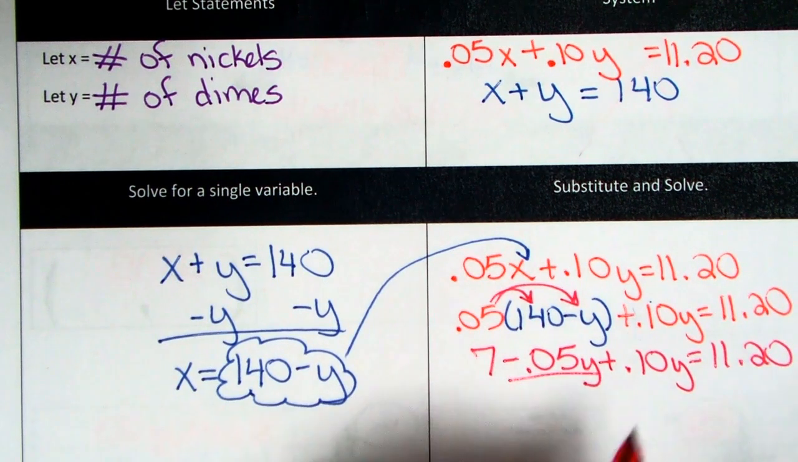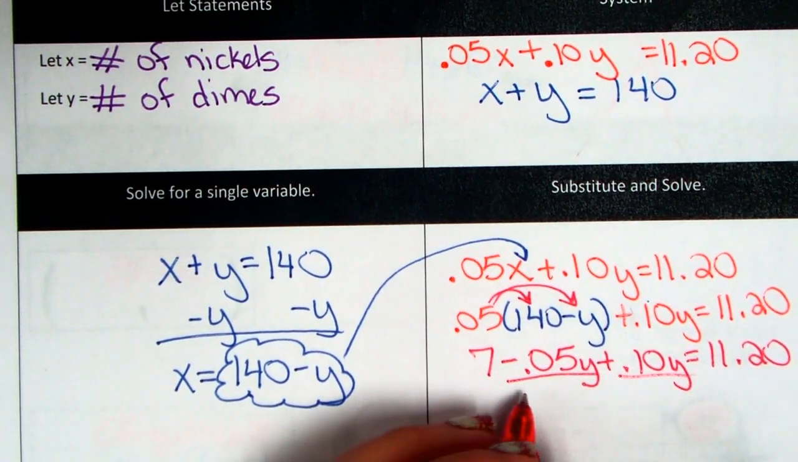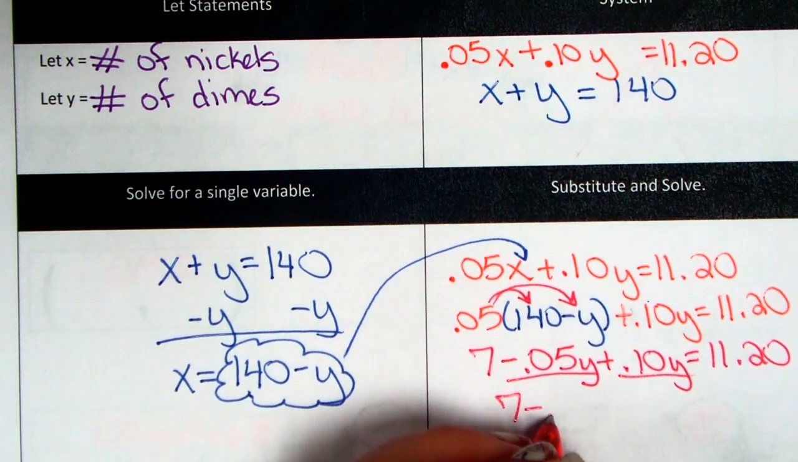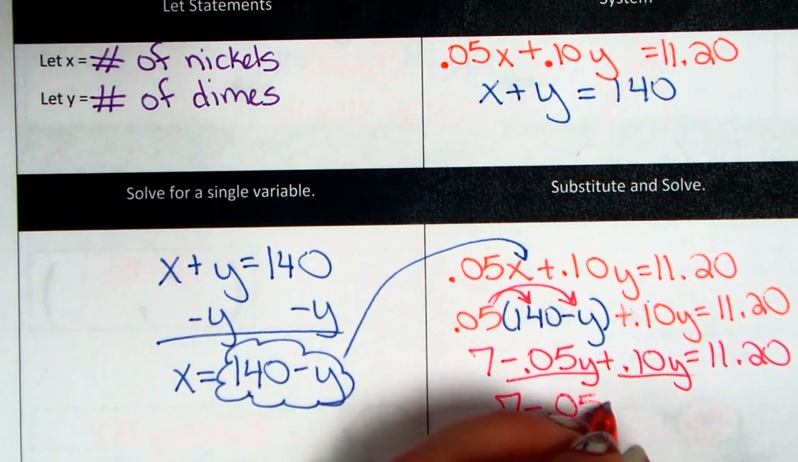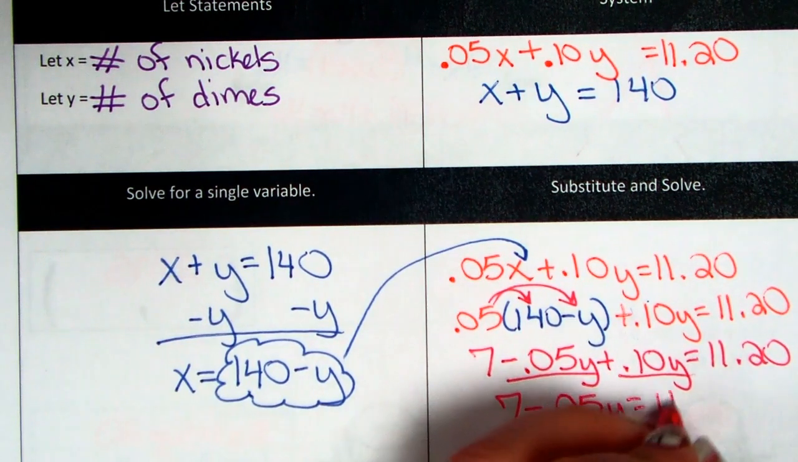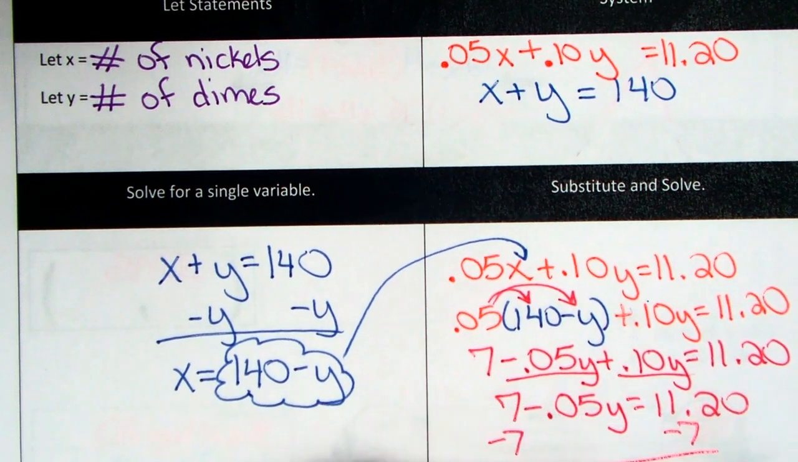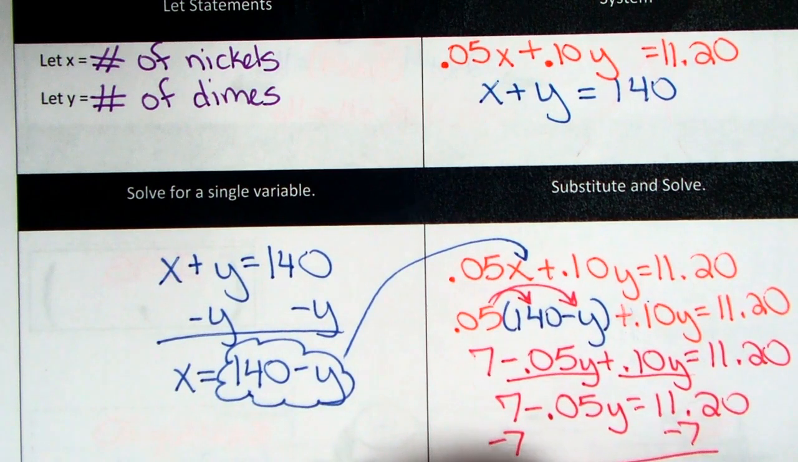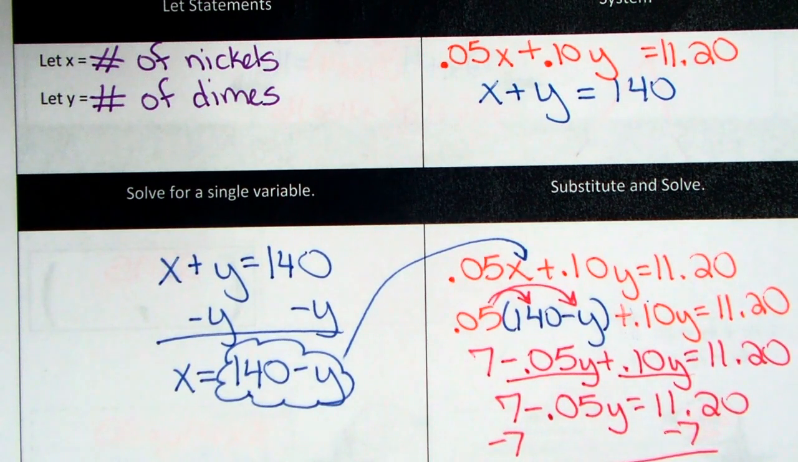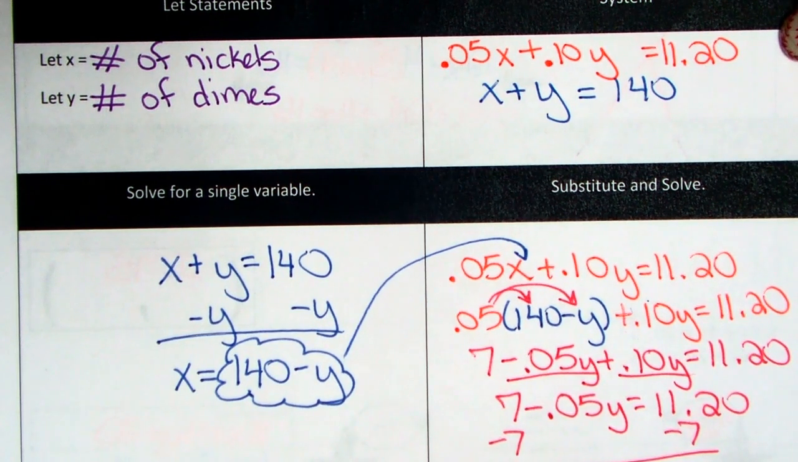Negative 0.05Y plus 0.10Y gives me positive 0.05Y, equals $11.20. Subtract 7 from both sides, and we get 0.05Y equals $4.20. We can divide that $4.20 by 0.05.